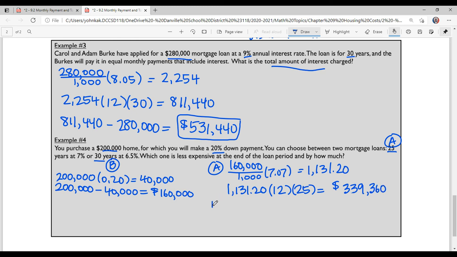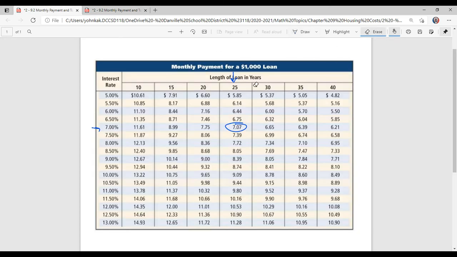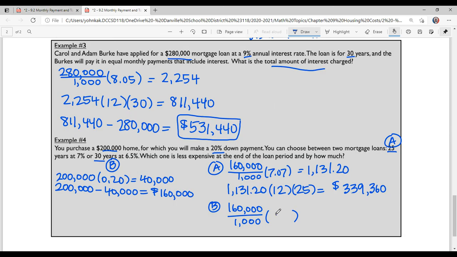All right, let's look at option B. Option B still has 160,000 divided by 1,000. But my table value is going to be different. It's 30 years at 6.5%. So 30 years, 6.5%, 632. So if I do this math, the monthly payment will be $1,011.20.